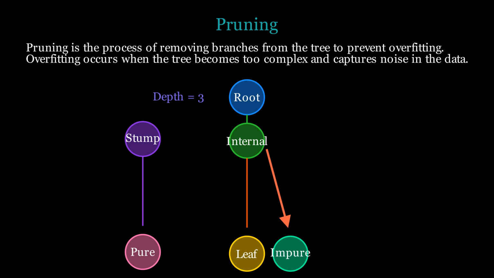Pruning. Pruning is the process of removing branches from the tree to prevent overfitting. Overfitting occurs when the tree becomes too complex and captures noise in the data.